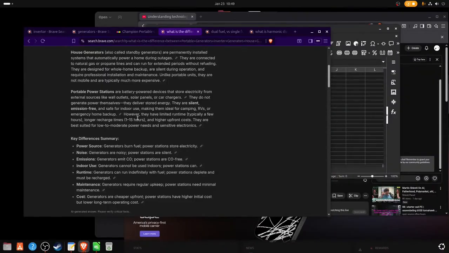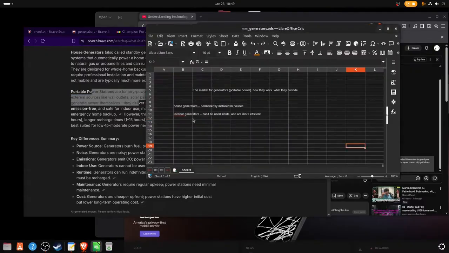Portable power stations are battery-powered devices that store electricity from external sources like wall outlets. Okay, so this is for storing energy. I mean, a portable power station is basically just a battery is the way I see it. Just a battery.